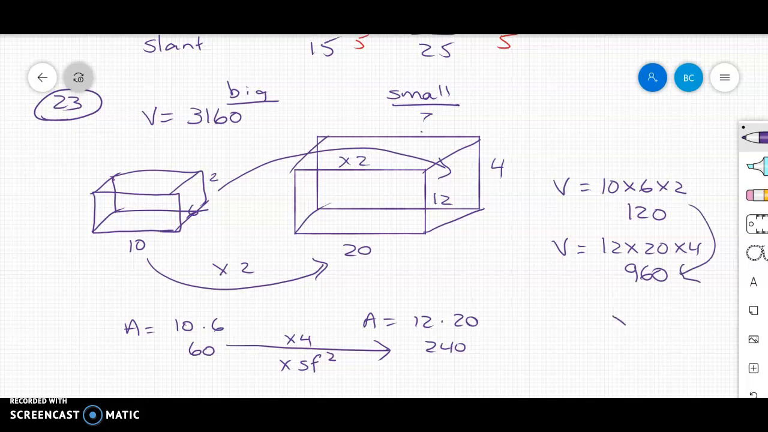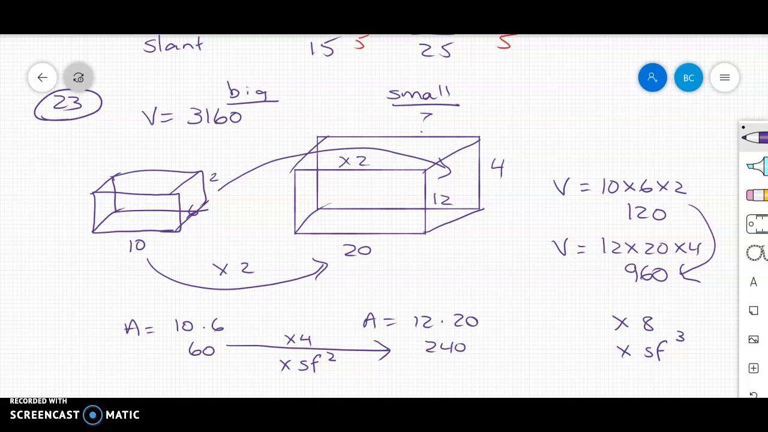So from here to here is actually times 8. If you notice the relationship between times 8 and times 2, this is the scale factor, which applies to the sides, cubed, because volume is a cubic measurement. So keeping all of that in mind, let's go back to problem number 23.